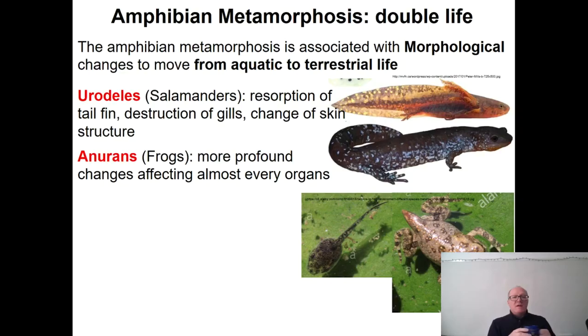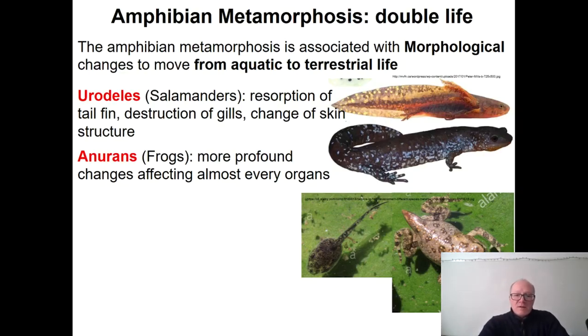However, the metamorphosis in urodels, as I mentioned before, is not so dramatic, and definitely not as dramatic as we see in anurans. Anurans are frogs, basically. And as you know, frogs have a tadpole stage, so they produce eggs. From the eggs come out their larvae, which are the tadpoles, and after a while, the tadpole undergoes metamorphosis and becomes the adult frog.